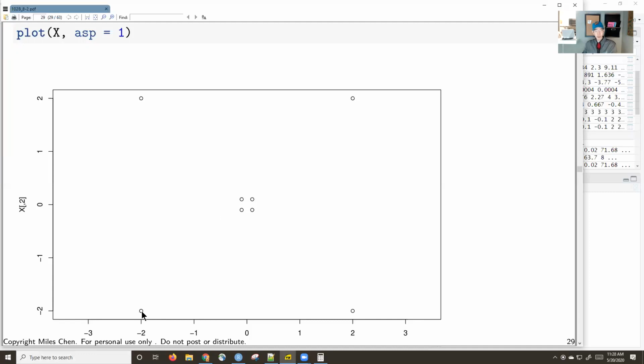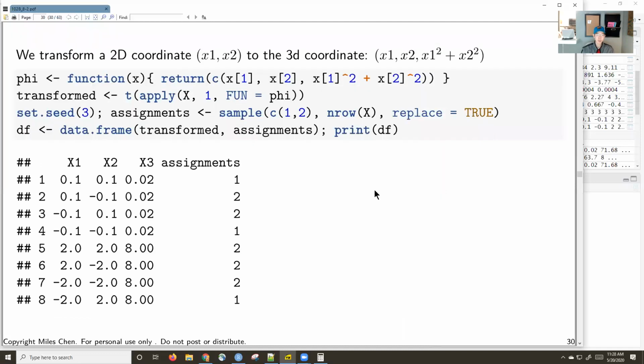But maybe intuitively, when we look at this, we'd say, well, we shouldn't be just looking at the coordinates in two-dimensional space, but it might make sense to cluster these points together and these points in a separate cluster. So how can we do something like that? Well, we're going to apply this transformation. We're going to go from a 2D coordinate to a 3D coordinate, adding a third component, which will be x1 squared plus x2 squared.